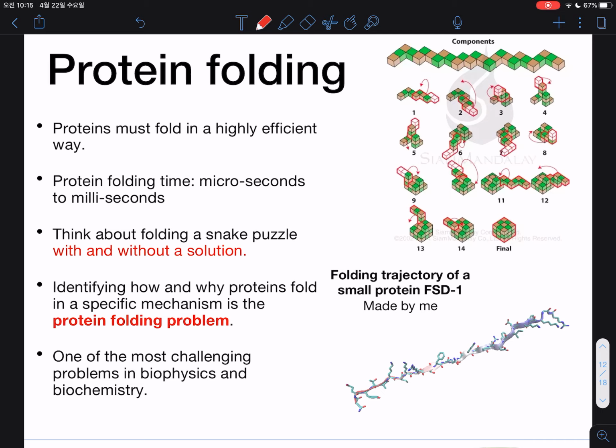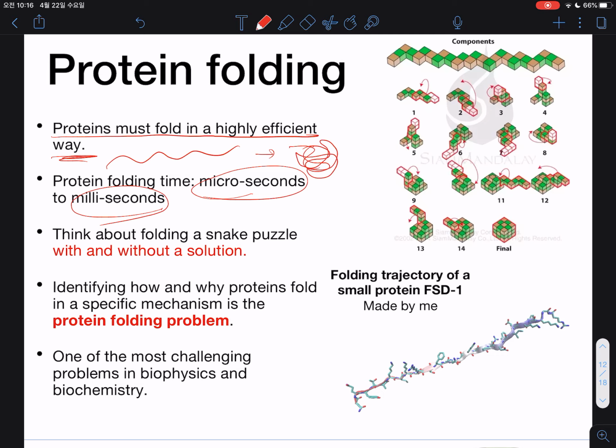So Anfinsen suggested that proteins must fold in a highly efficient way, right? So they should be folded very quickly, generally within microseconds or milliseconds, from an unfolded structure to some specific structure, okay? One at-hand example is to think about folding a snake puzzle like this. You must have seen a wooden puzzle like this, right?